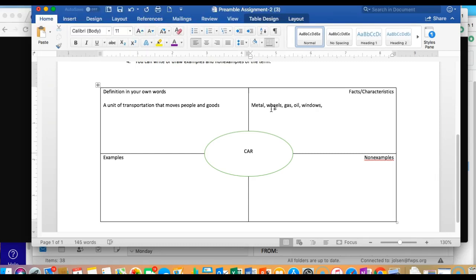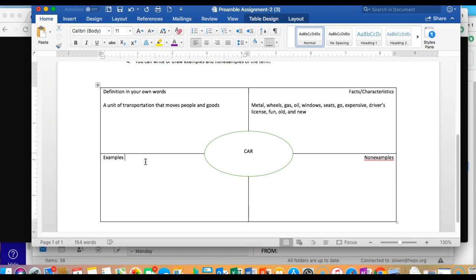They all have, or they should have, windows. Seats. Cars go. Cars can be expensive. Gotta have a driver's license to drive a car. What else? You might put in some like emotion type of words. Cars can be fun. They might be old. How about the word new? Okay, so here's what I mean by facts and characteristics. What makes this word this word? So these are all characteristics that go along with a car.